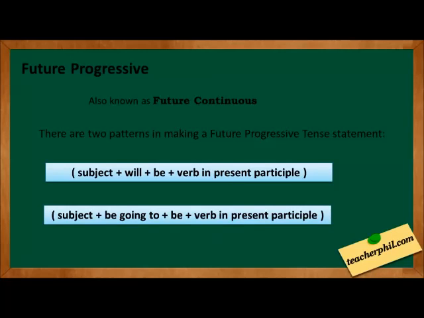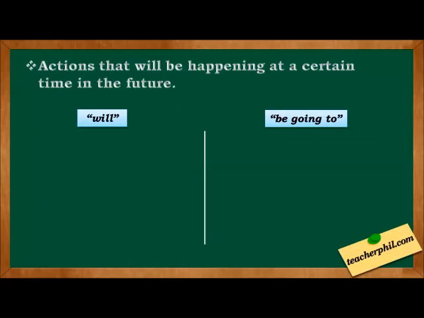There are different uses for the future progressive tense. The first one is for actions that will be happening at a certain time in the future. Examples: I will be sleeping at 10 p.m. I am going to be sleeping at 10 p.m. In this sentence, the action I will be sleeping will be happening at 10 p.m.